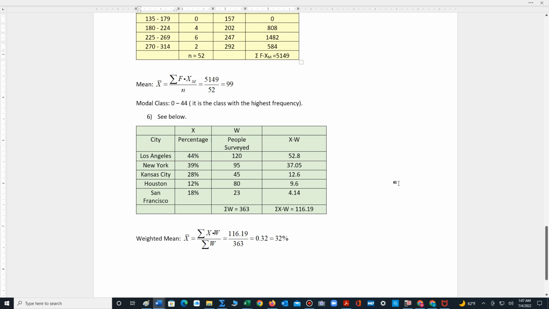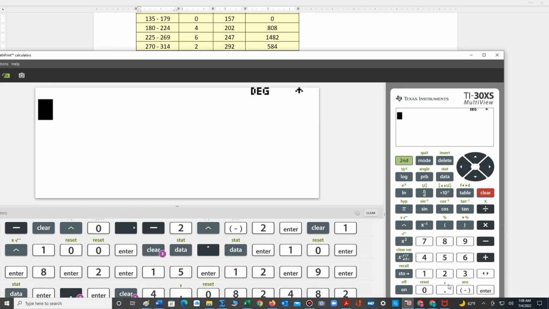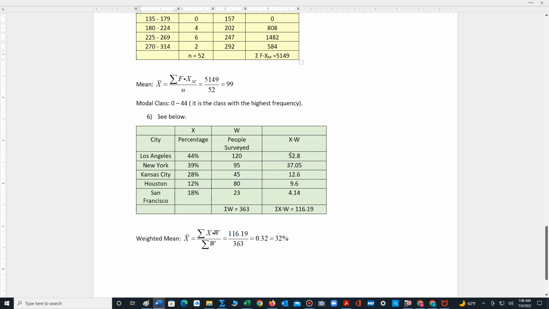Finally, we have to compute the weighted mean. We're looking for the weighted mean of the percentage. Those are the x values. The people surveyed would be the weights. So we multiply each x value with each weight. In this scenario, I convert 44% to a decimal. So let me show you on the calculator. We take 0.44 times 120, and that's going to give us 52.8. That's our product, and you just repeat that process for all the other pairs of values.